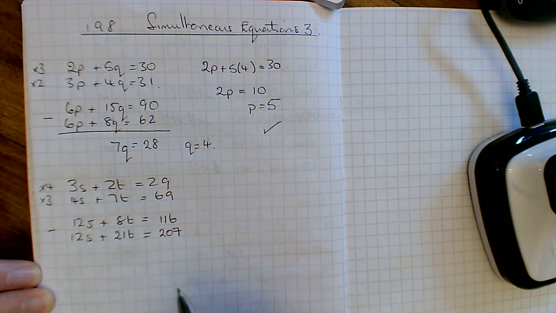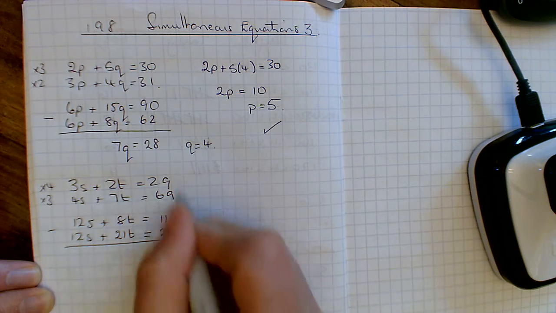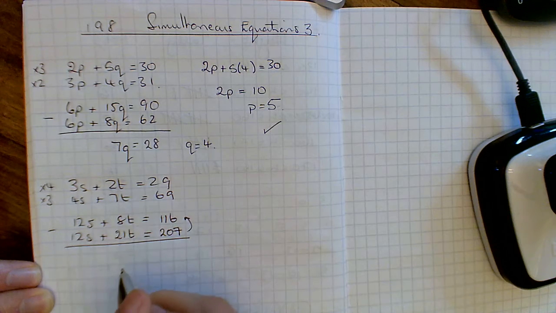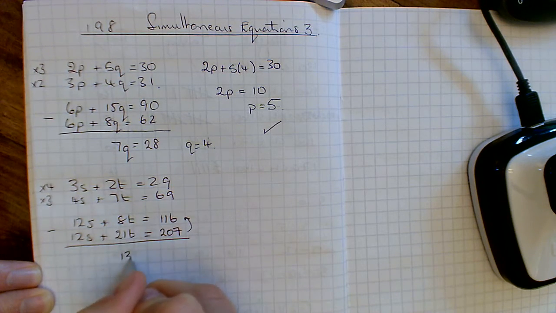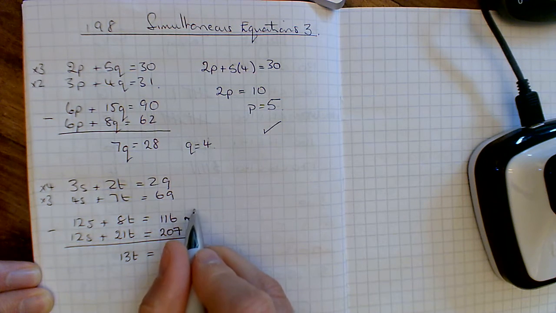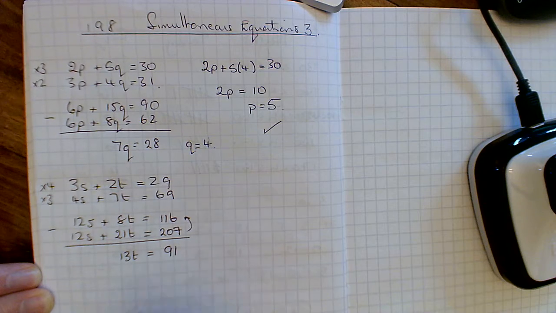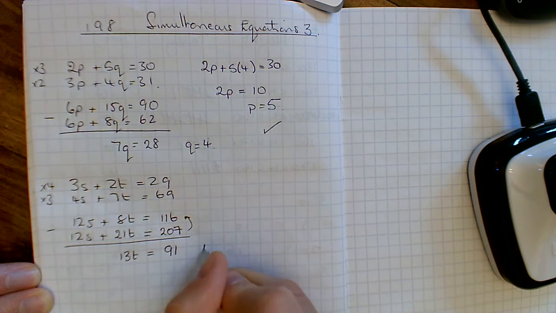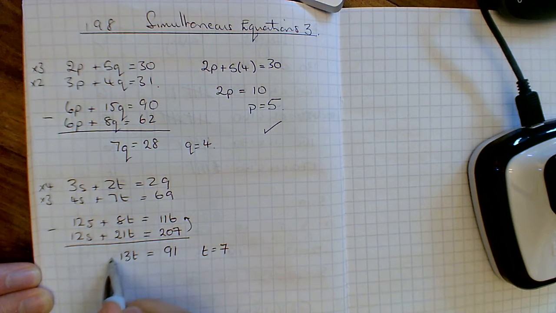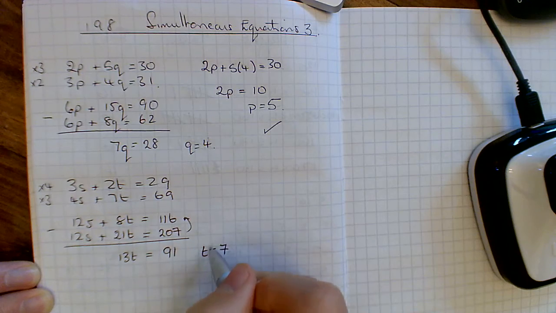When I do the takeaway, this time I'm going to take the top one away from the bottom one, not the normal way around. So 21 take away 8 is 13t's equals, and 207 take away the 116 is, what's that, 91? Yep, 91. That gives us t equals 7. If I didn't do it that way around, I would have ended up with minus 13t and minus 91, and I would have to deal with a negative number, but I wanted to avoid that.